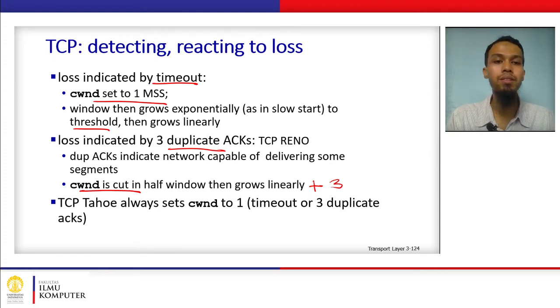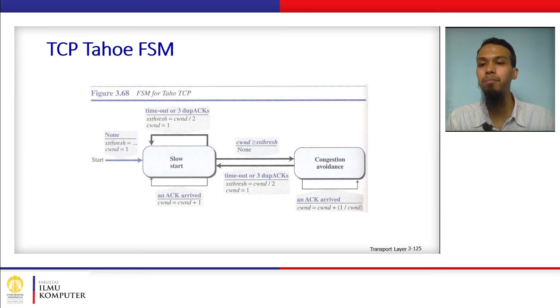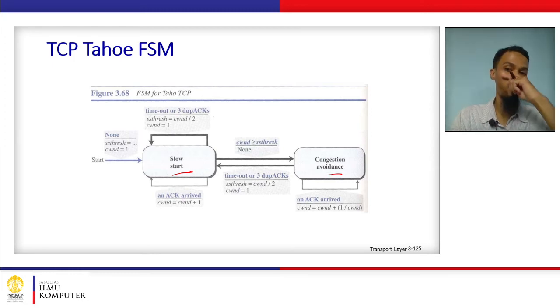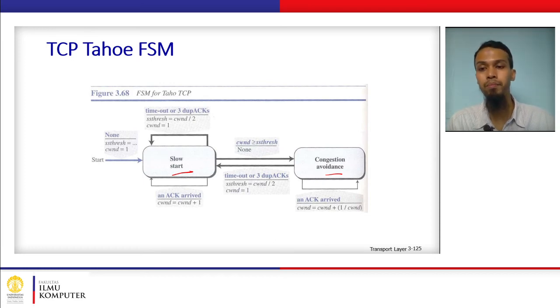So first let's have a look at the FSM, or finite state machine, of TCP Tahoe. In TCP Tahoe, there are only 2 states, which are slow start and congestion avoidance. In the beginning, when the sender starts sending segments to the receiver, it starts in the slow start state, and then it grows exponentially. Anytime an ACK arrives, the congestion window grows.